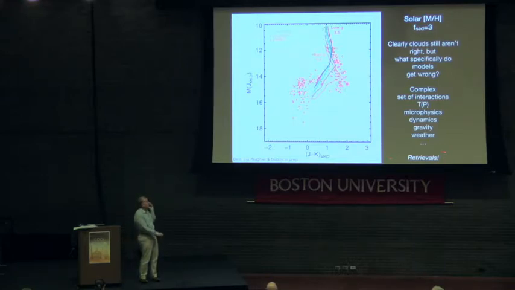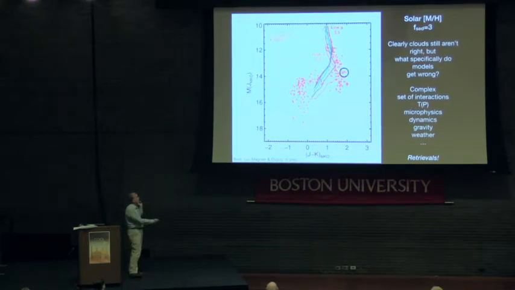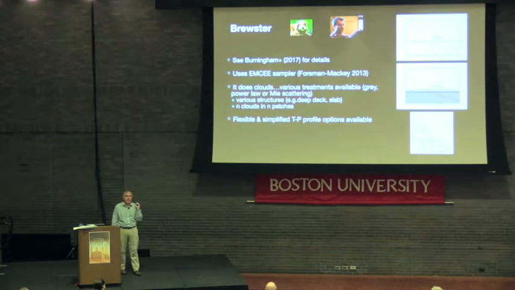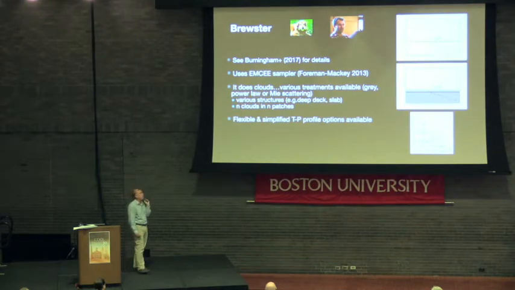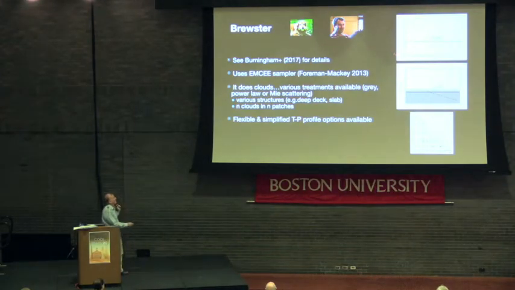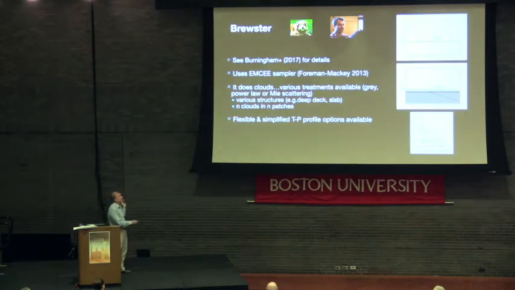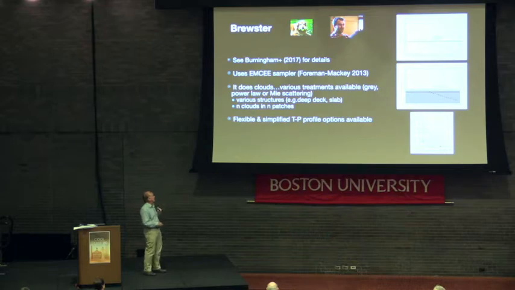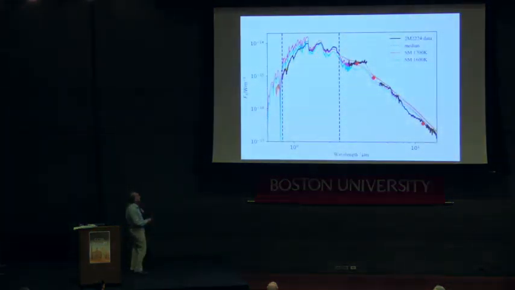This is a great example, so let's turn to retrievals to help us figure out what's wrong. I'm going to be showing you an example of an object right in here, a very red L6. Ben Burningham, who was at NASA Ames a while ago, has developed his own retrieval code called Brewster, named after his dog. Ben is the one on the right. This is a great tool he has developed. He can have slab clouds, he can have deck clouds, he can have gray clouds, he can have clouds that follow the Mie properties of a given species. All kinds of great stuff. I don't have time to say how great it is.